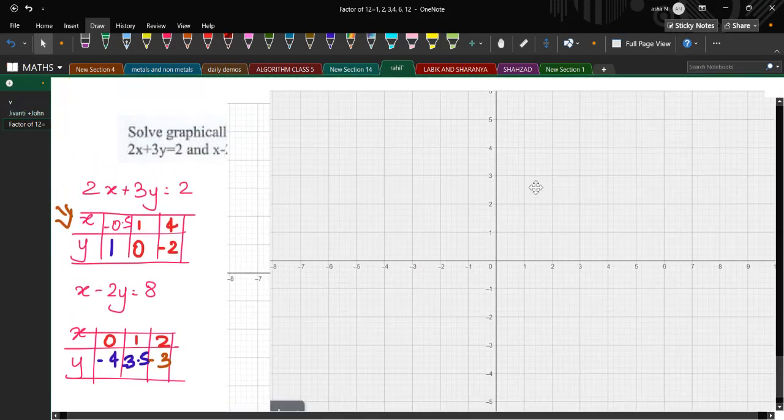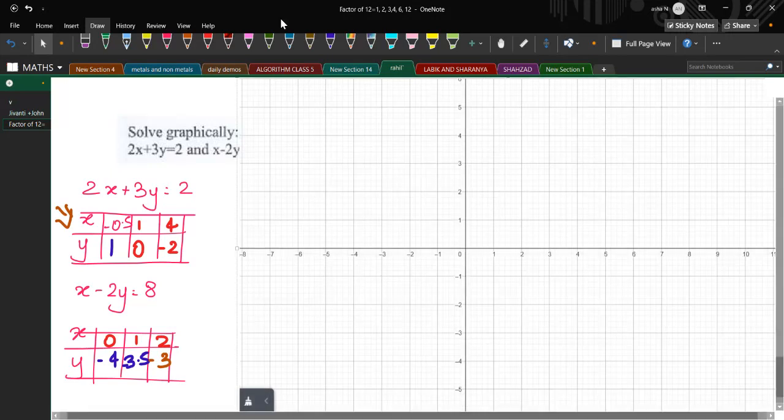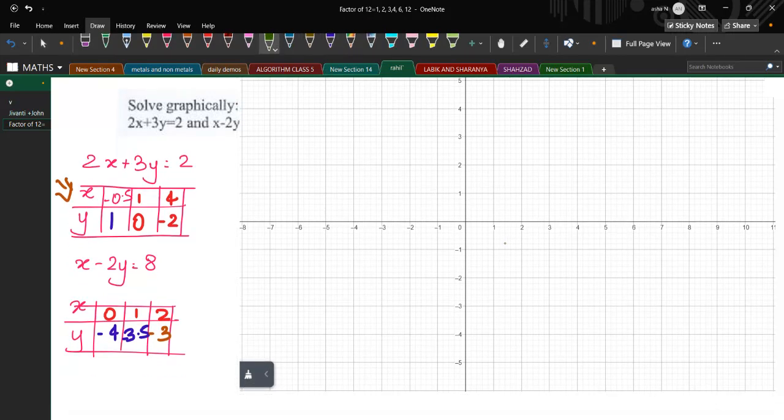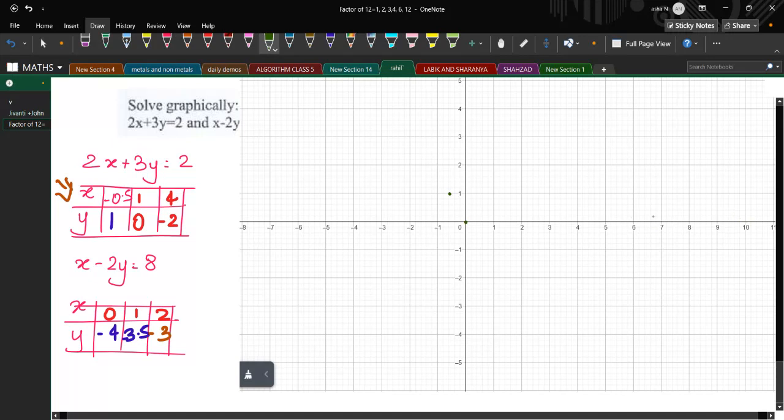Chalo, we have all the points also here and we can plot it. The first is minus 0.5 and 1. So minus 0.5 and 1, it will come here. Then 1 and 0, so it will come here. Then 4 and minus 2.